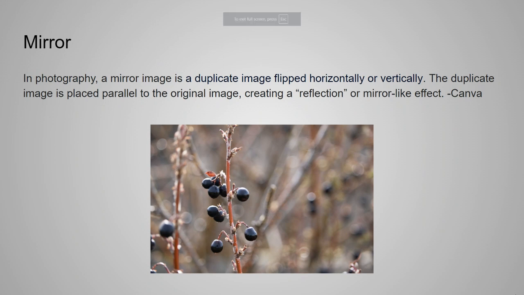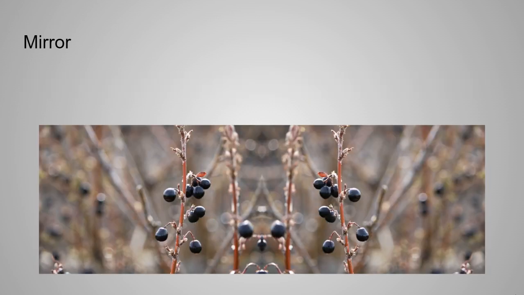Okay, the next thing is mirroring. In photography, a mirror image is a duplicate image flipped horizontally or vertically. The duplicate image is placed parallel to the original, creating a reflection or mirror-like effect. In this case, I can show you how to do it. Basically, it's what we were showing before. I've taken this picture and flipped it vertically, and then I put the two pictures together, edge to edge, and this is what you come up with. And then from that, you could potentially crop it and do something with it there.